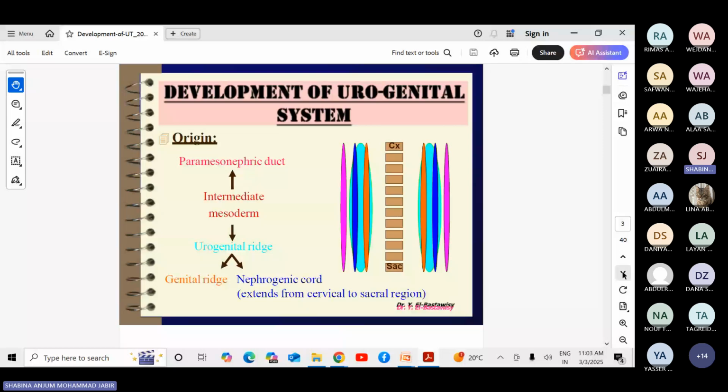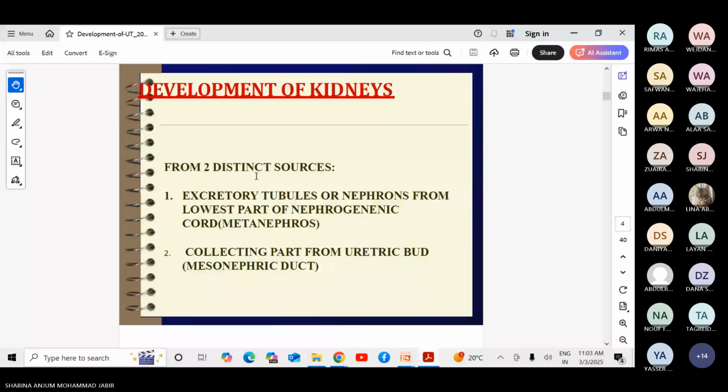Now the kidney will develop from two different sources. So it has two parts, excretory part and collecting part. The excretory part means the nephrons, which will develop from the lower part of the nephrogenic cord. But the collecting part will develop from the ureteric bud, which is the mesonephric duct.